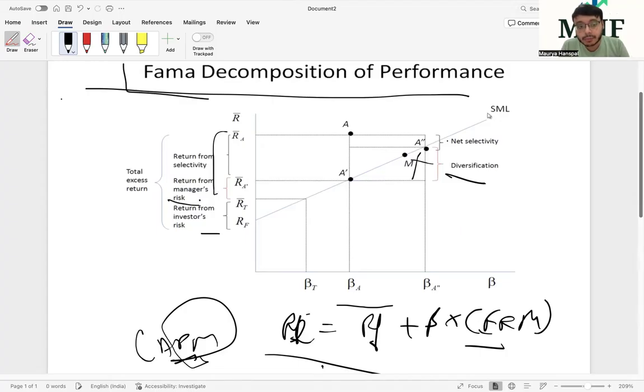Then you have the return from a manager's risk. Now here the fund manager's intervention, or your investment specialist's intervention, comes into place. Till this point of time, we entered into the phase of passive investing. But now we want to beat the benchmark. So here we enter into active investing. Now, this is the return from manager's risk.